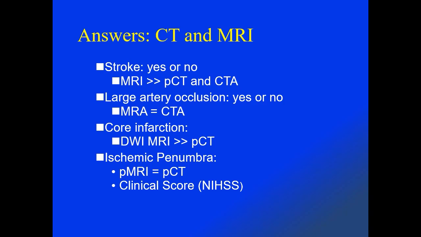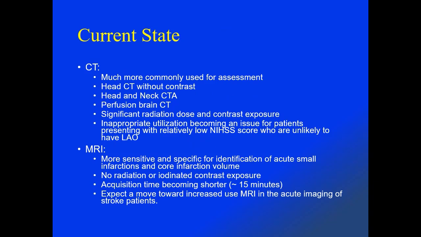Currently, CT is much more commonly used for assessment of acute stroke patients. Head CT without contrast, head and neck CTA, and perfusion brain CT have become the standard at many institutions. However, these studies are associated with significant radiation dose and contrast exposure. Inappropriate utilization is becoming an issue for patients presenting with relatively low NIH stroke score who are unlikely to have a large artery occlusion.